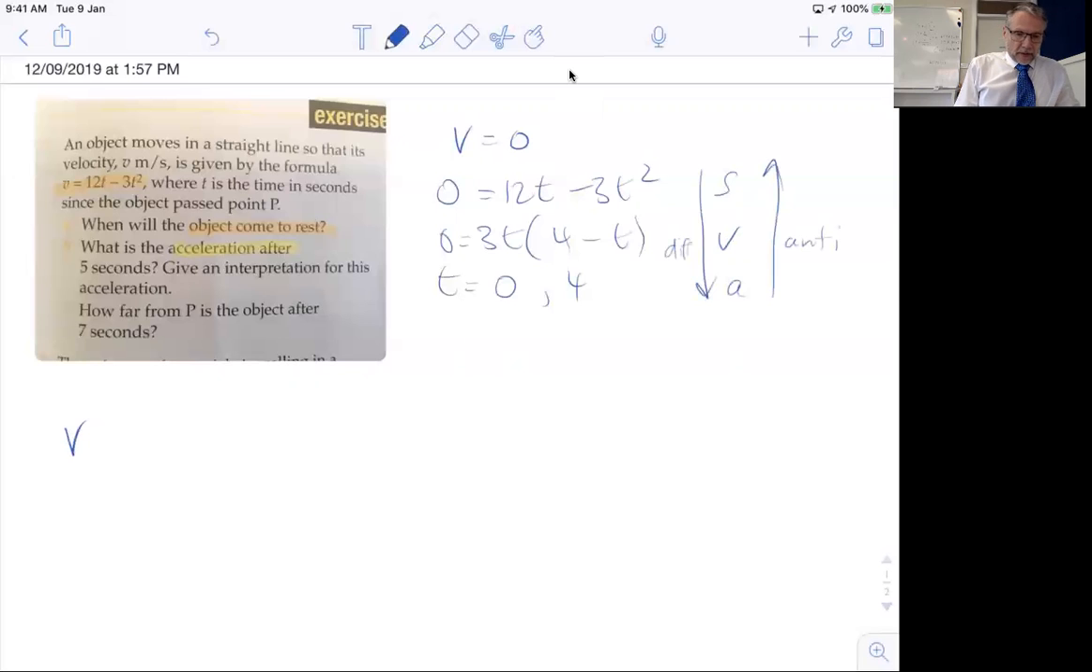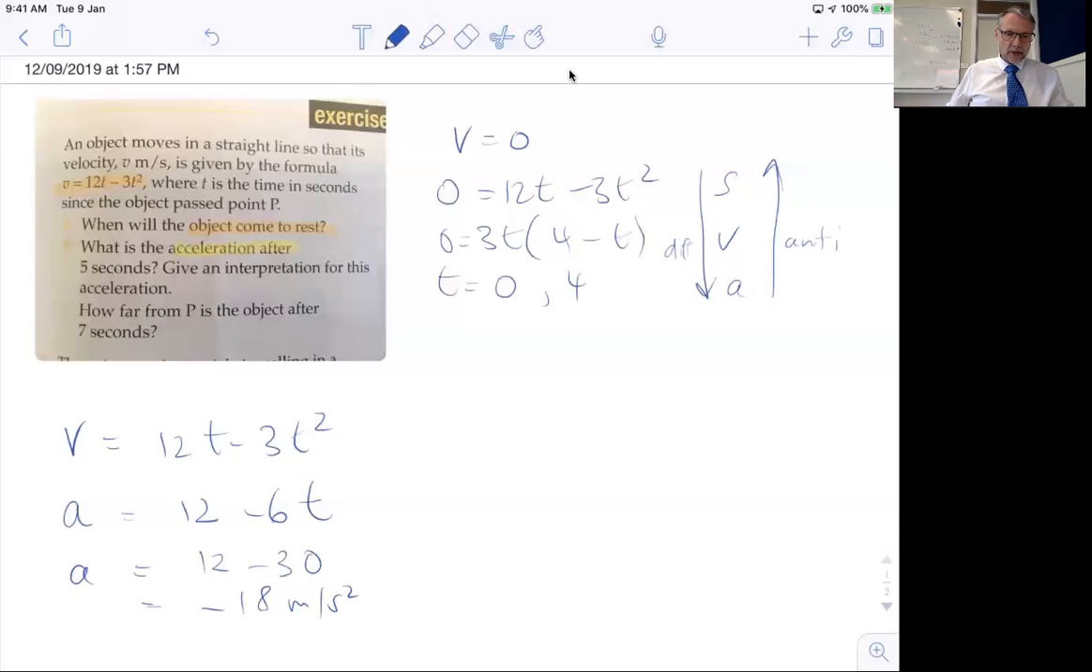So let's do that over here. I've got v is equal to 12t minus 3t squared. So therefore the acceleration, if we differentiate that, becomes 12 minus 6t. Hopefully you're remembering how to differentiate. There's the statement. And then it says, what is the acceleration after 5 seconds? So we just substitute 5 into the equation, and that becomes 12 minus 30. 6 fives are 30. And I've got an acceleration of negative 18 meters per second squared.